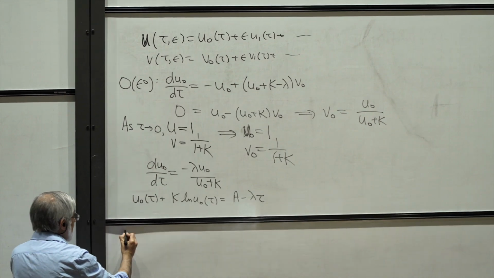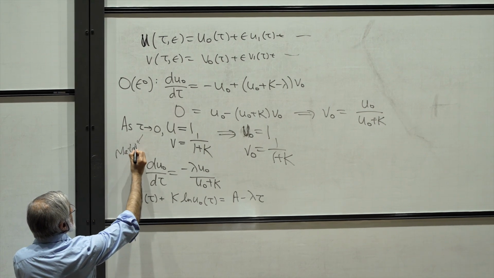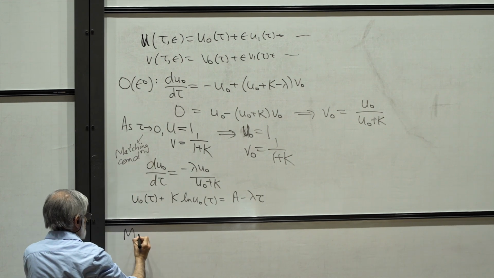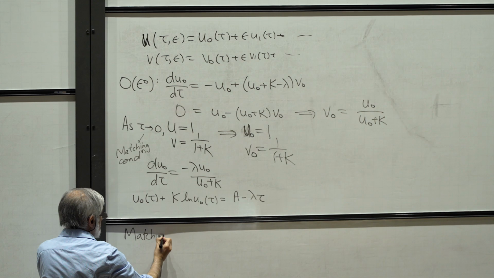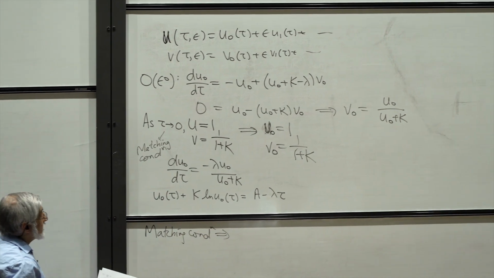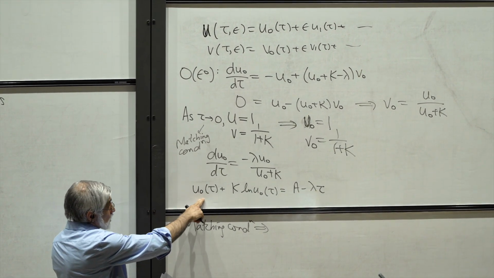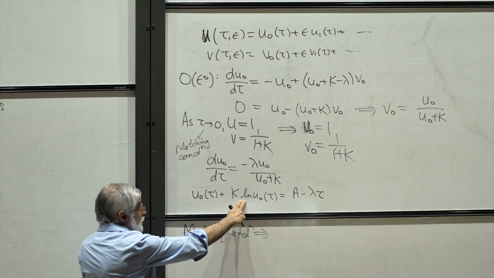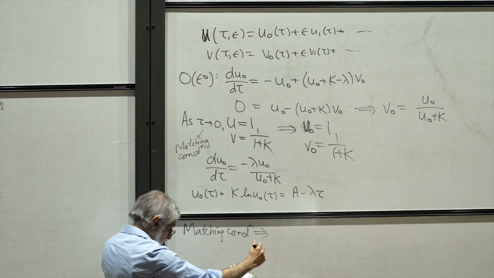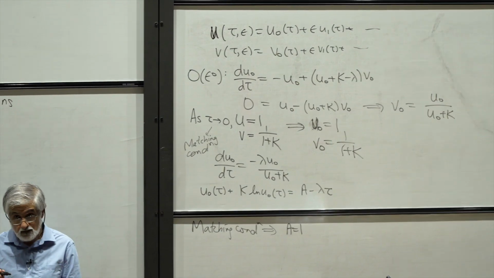And then the matching condition, so these are called matching conditions, will imply, well, if you think about it, as tau goes to 0, this has to go to 1. This will go to 0 because that goes to 1, so A must be 1. And so now we've got our solution. Okay?